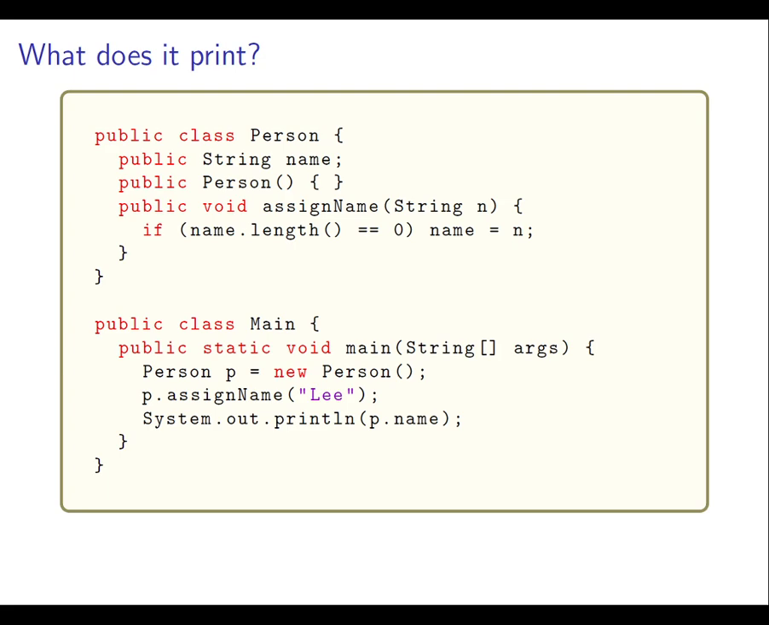Now, what have we got here? We've got now a class person, and we've got a class main. Have a think about this, and come back when you think you know what it will print. Go on.